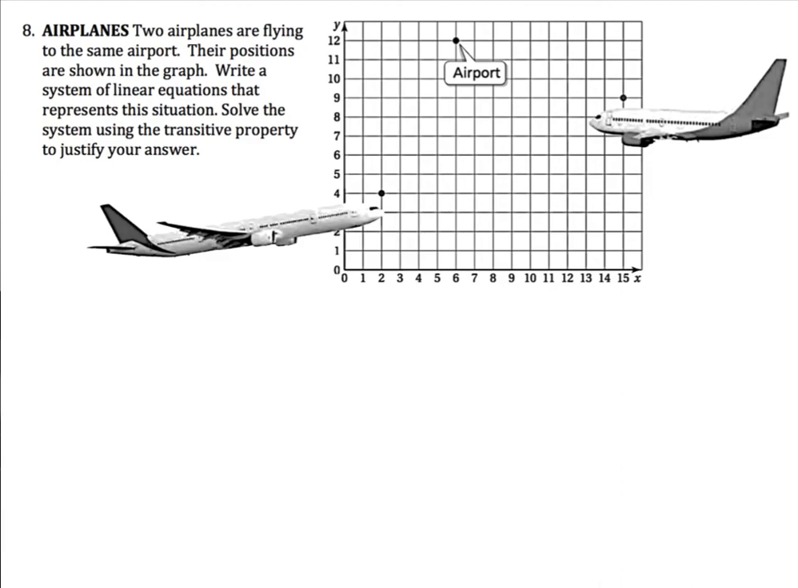Number 8, you're going to write an equation for both of these lines. Why can't I think right now? This airplane goes from this point to the airport. This airplane's also going to the airport. You're going to write an equation for this line, and then use the transitive property to solve, and you should get this as your solution because it is a line common to both of them.